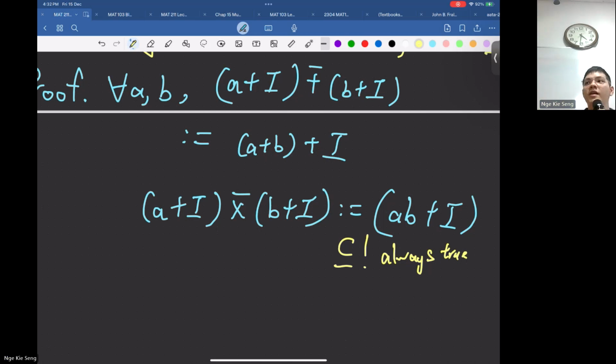Then you need to check all the properties, distributivity, what's the multiplicative identity, additive identity, and so on. You need to check all those. We won't check it here. Then what's the next thing after this? We have the first isomorphism theorem. We also have the first isomorphism theorem for groups.